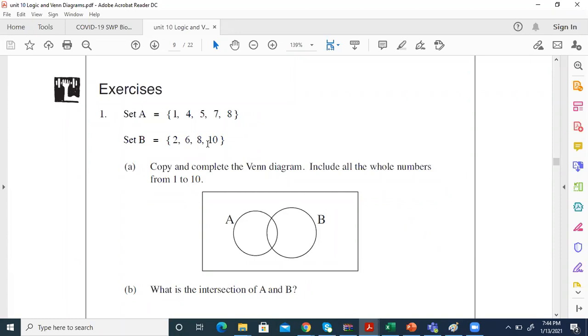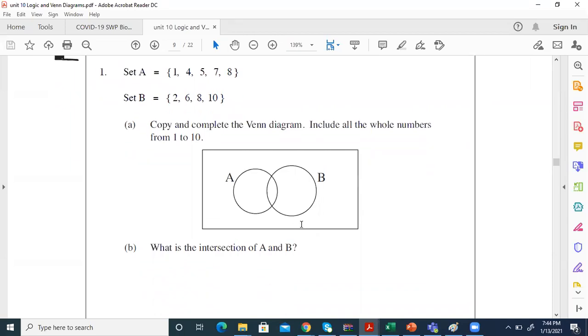So 8 in the middle, and then for set A, you fill out the rest of it: 1, 4, 5, 7. And for set B, 8 is in the middle here, so we fill out the rest; 2, 6 and 10 would be over here. We did all of this in the last class, so you can refer to the video.